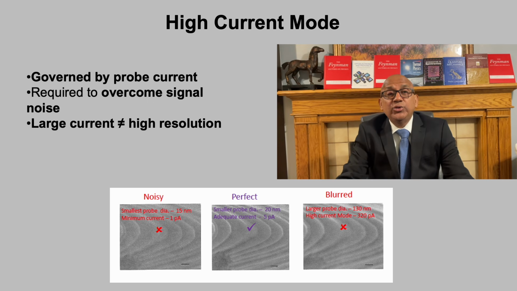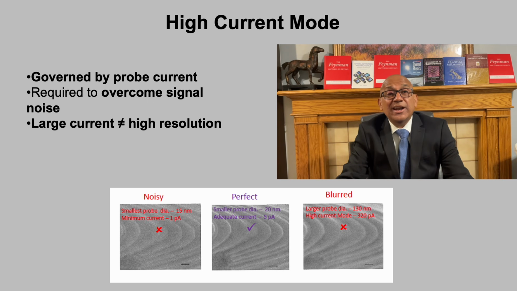High current mode is used when the primary challenge is signal strength rather than spatial resolution. In this mode, the microscope is adjusted to increase the probe current, allowing more electrons to interact with the specimen and generate stronger signals at the detector. A higher probe current improves the signal to noise ratio, making images smoother and more stable, especially at low magnification or when using analytical detectors such as X-ray spectrometers.